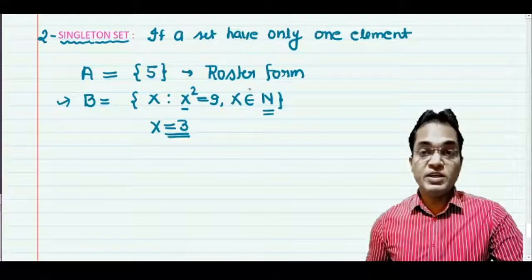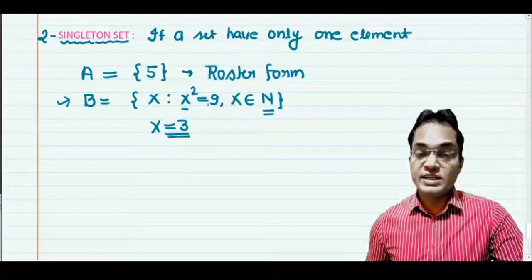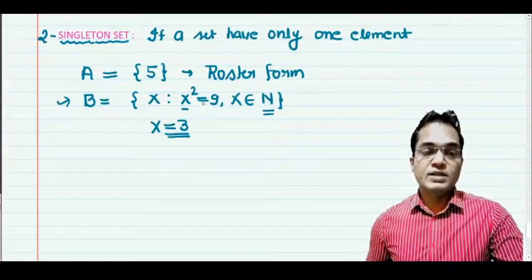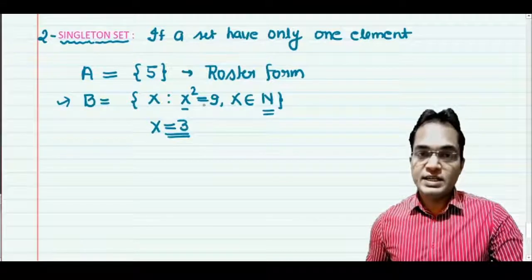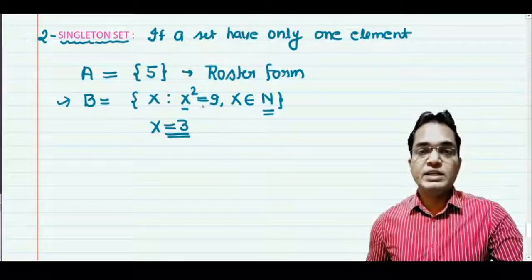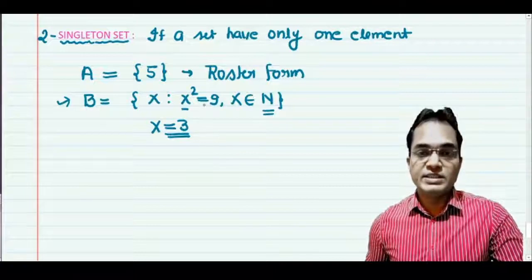If x belonged to the real numbers, then it would not be a singleton set, because in that case there would be two elements, plus 3 or minus 3. And what is the meaning of singleton set? Understand? If a set consists of only one element, then it is called a singleton set.